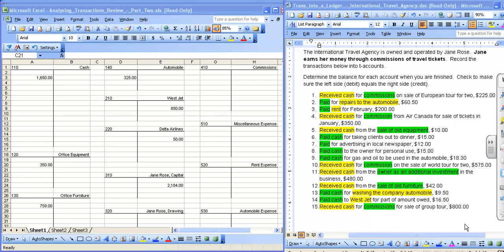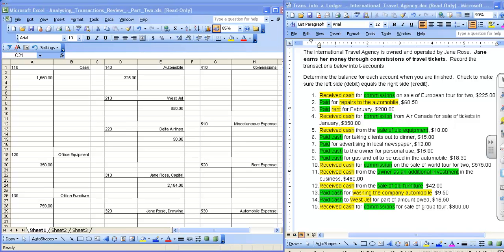This afternoon I'm going to teach you how to analyze transactions into T accounts for an entire company. Up to this point, we've done individual transactions that are really not attached to each other. So what I'm going to do with you is look at the International Travel Agency, which is owned and operated by Jane Rose. Jane earns her commissions through the sale of travel tickets. So she is asking us to record the transactions into the T accounts.